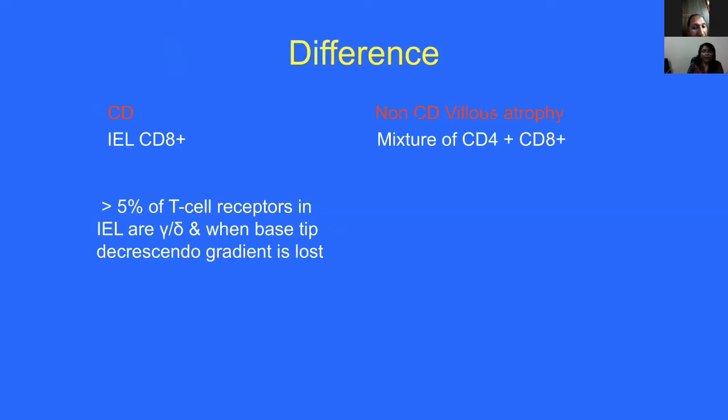chronic diarrhea. We can differentiate celiac disease from non-celiac villus atrophy by looking at the different populations of cells. If we have predominantly intraepithelial lymphocytes that are CD8 cells, that shows this is celiac disease. And if this is a mixture of CD4 and CD8, that shows the cause of villus atrophy is non-celiac.